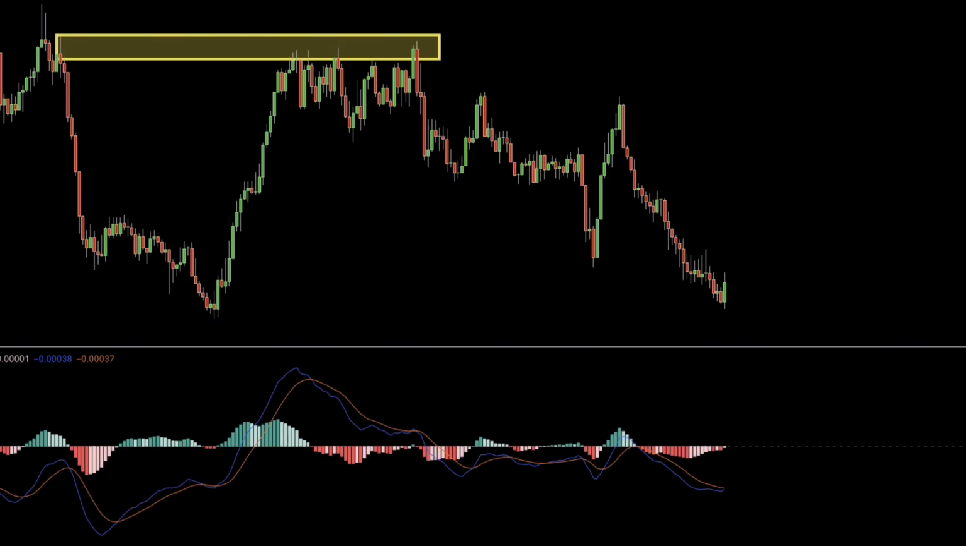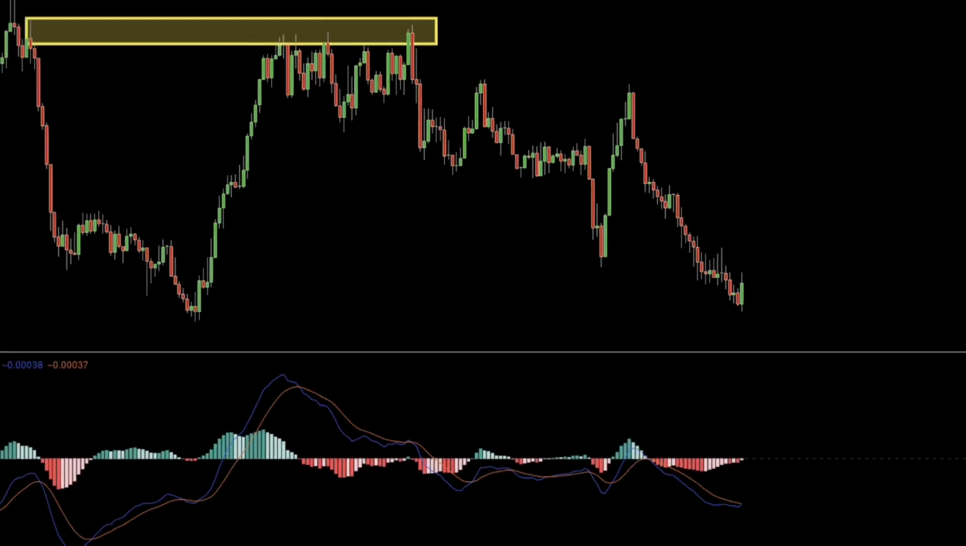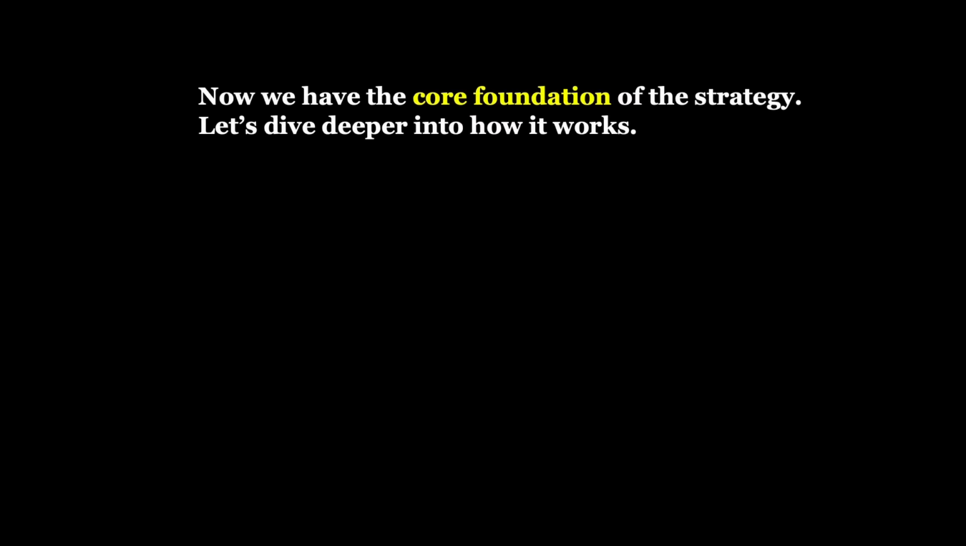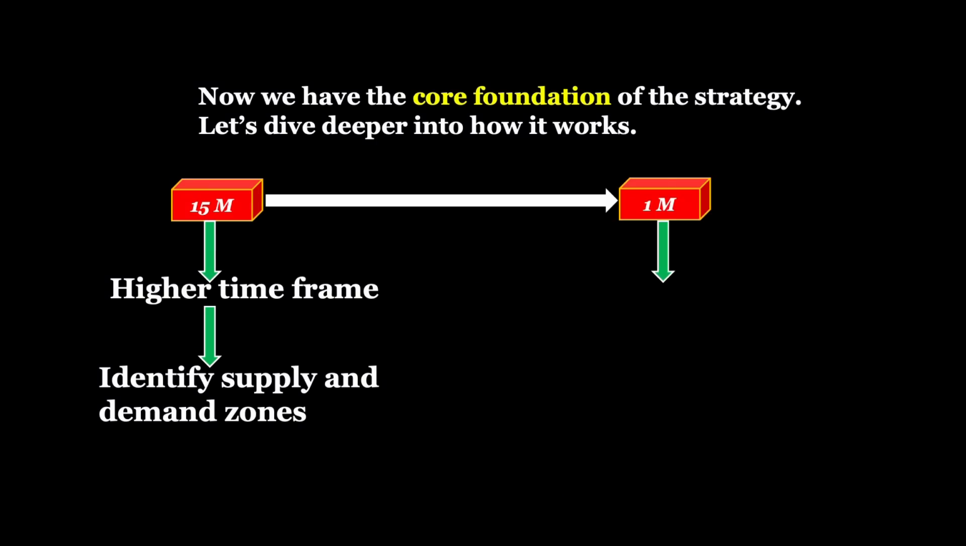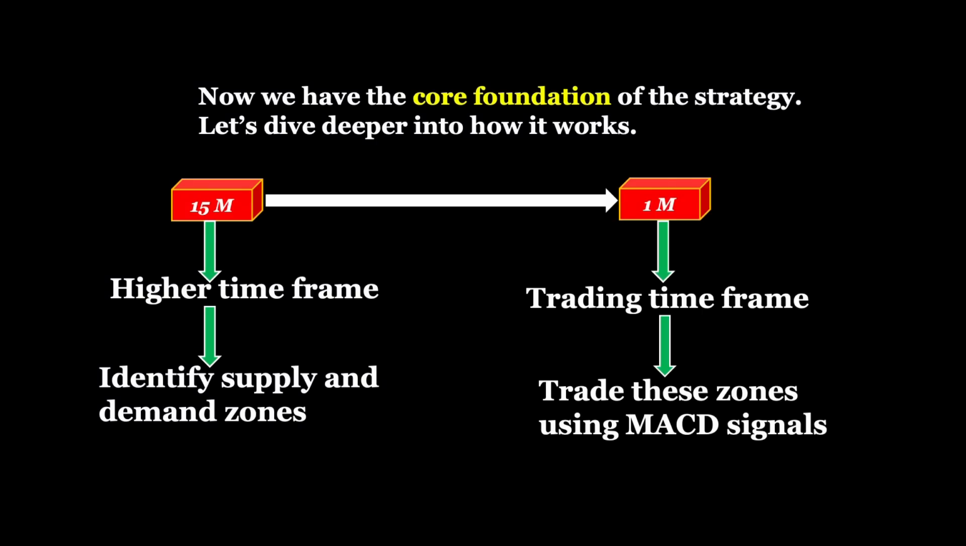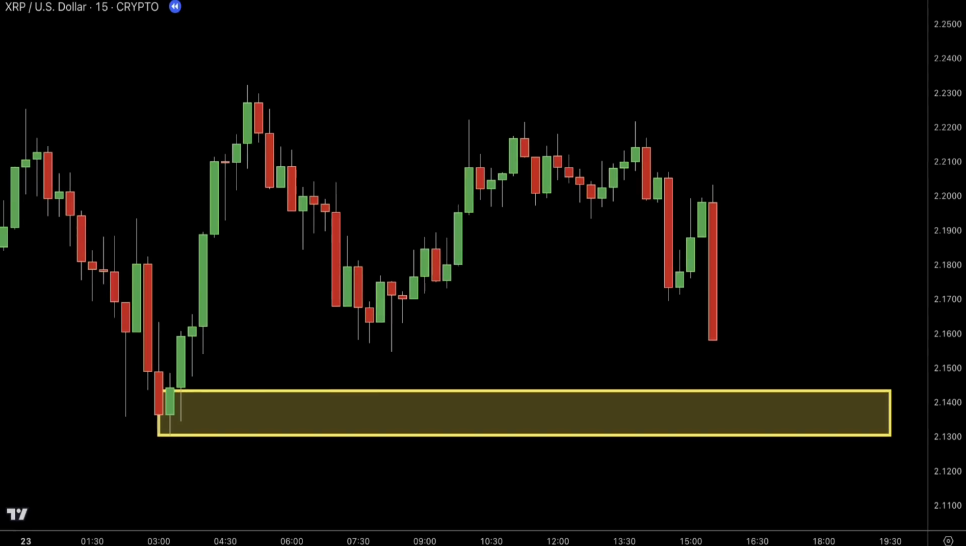By combining supply zones with the MACD, you align your trades with the strategies institutions use, giving you an edge in the market. Now we have the core foundation of the strategy. Let's dive deeper into how it works. We'll use the 15-minute time frame as our higher time frame to identify supply and demand zones, and we'll trade these zones using MACD signals on the 1-minute chart. Let me show you an example using the XRP US dollar 15-minute chart.